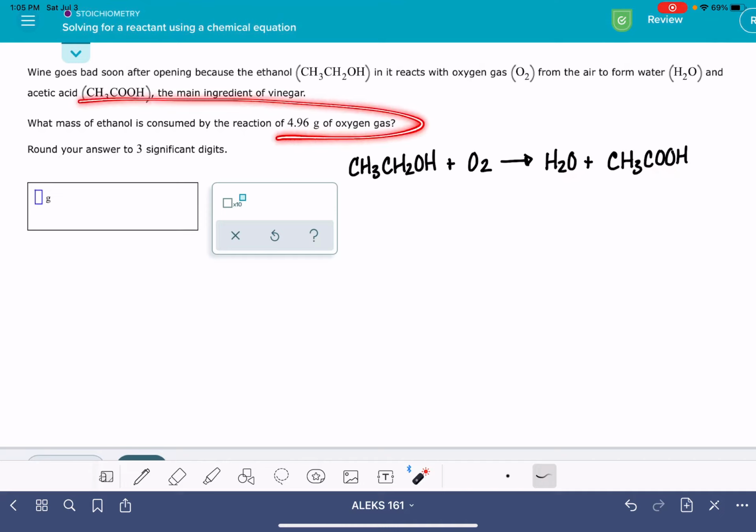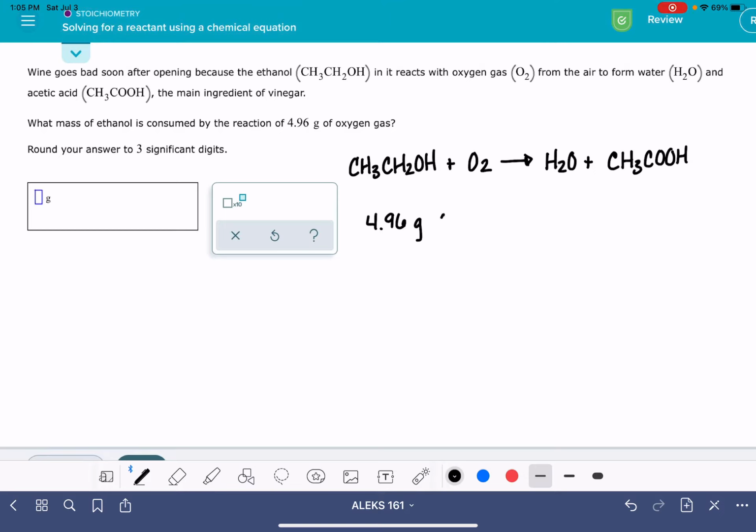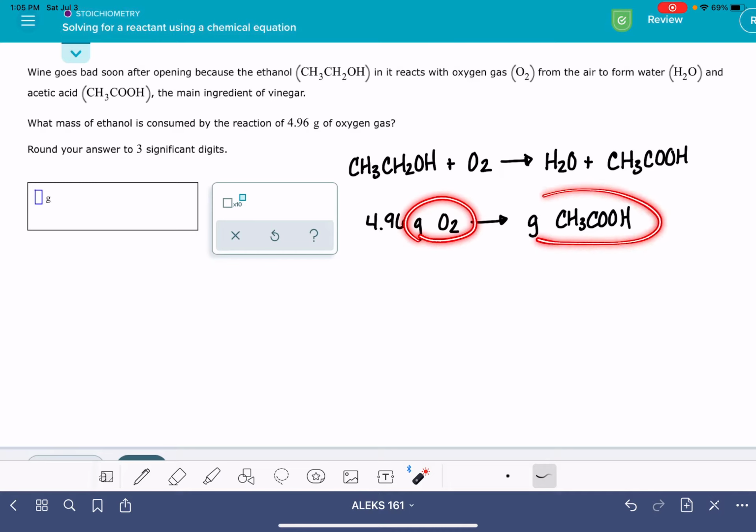Now we're ready to actually see what this problem is asking us to do. The problem wants us to determine the mass of ethanol that is associated with 4.96 grams of oxygen gas. So I want you to think about this like a unit conversion problem, and treat it the way you would treat any unit conversion problem. Imagine that you have 4.62 grams of oxygen gas, and your goal here is to convert that into grams of CH3COOH. We just need to find an appropriate conversion factor that will let us do this. All it is, is a unit conversion.